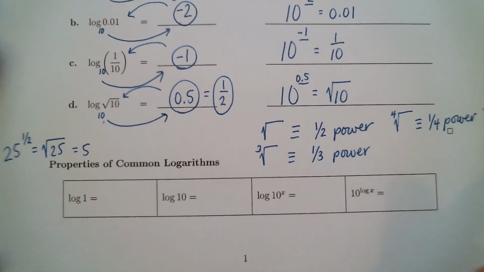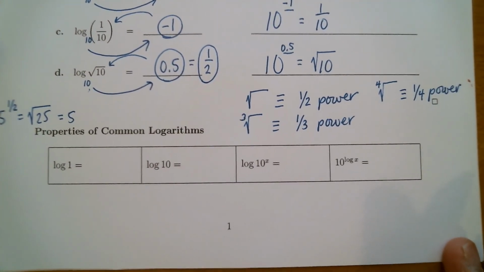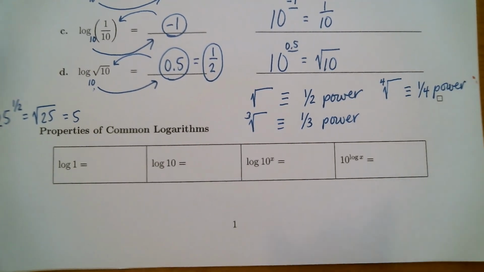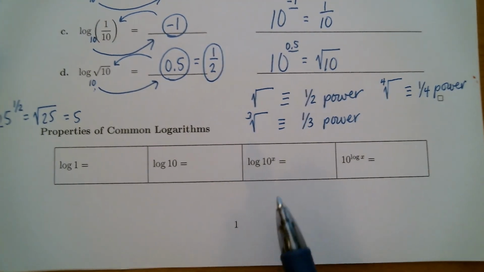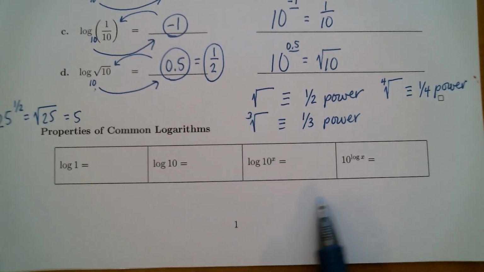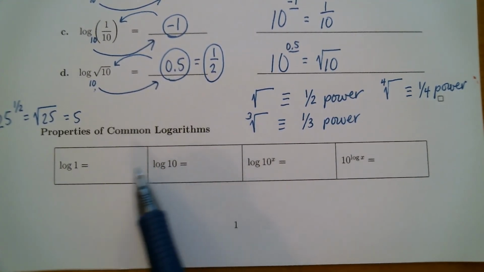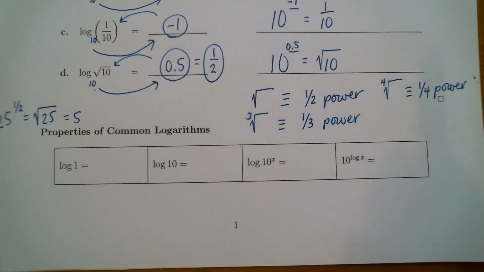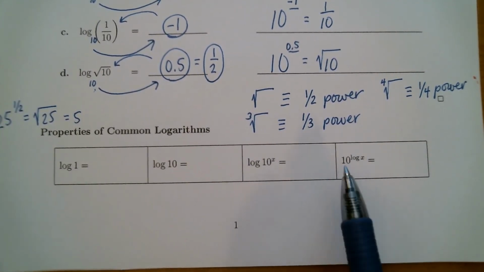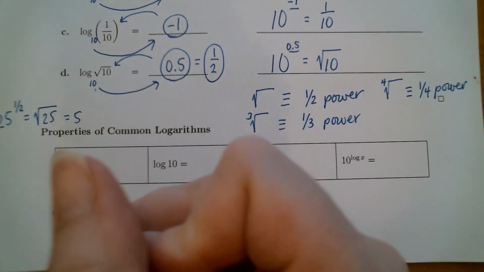Last thing on this page, there are some properties of common logarithms. I'm going to fill in the blank, and I'll probably give you an example of at least these two because they have variables. I'll give you an example below it. These two you can just plug in your calculator because they don't have variables. This will be a little different, but you should know how to do them by hand again.